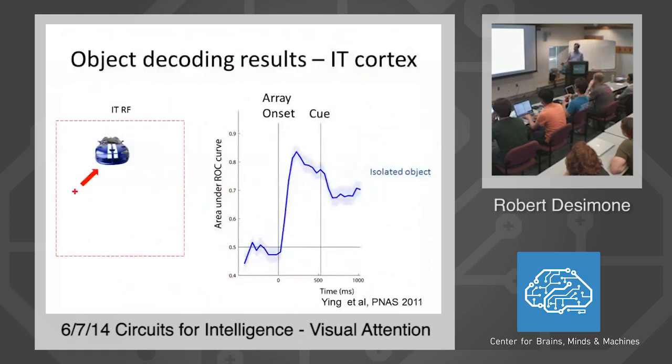If you have just a single object in the receptive field, here we're now looking at the population decoding performance. Time zero is when the stimuli come on. At 500 milliseconds, the attentional cue comes on. But when there's only a single object in the field, we're assuming the animal's attending to it the whole time anyhow, and there are no other distractors to block out. So that's sort of the baseline performance.